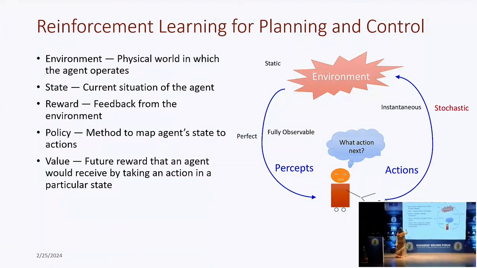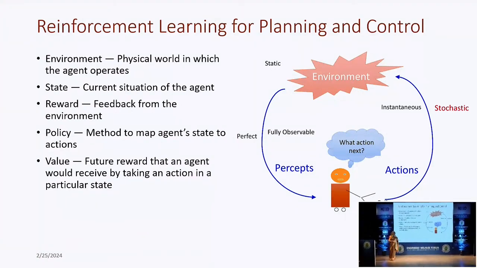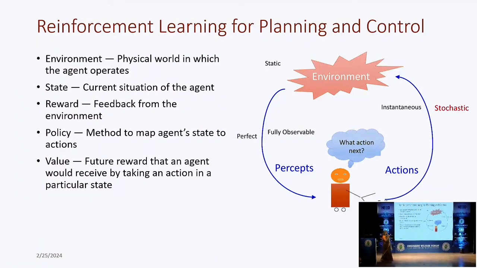And your objective is given by a value function. The value function combines the reward and penalty that you get into a function which you want to optimize. And the policy that you have to decide is the action at every state so that this value function is optimized.